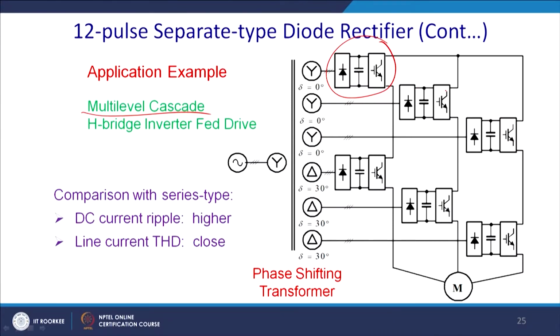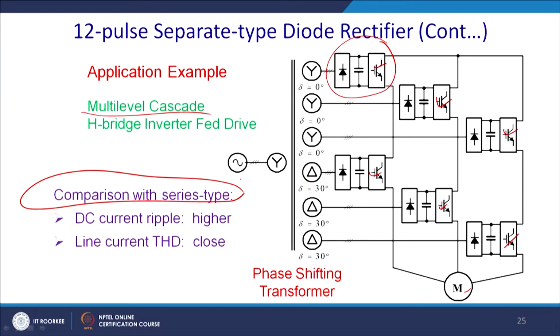So, you can have one dedicated drive. Thereafter, you can see that it is coming like this, and ultimately one inverter feeds this. Similarly, this inverter and this inverter are feeding, and this inverter and this inverter are feeding. This is called a multi-level cascade H-bridge inverter fed drive. It is applicable for high voltage rating or precisely rated drives, where the inverter feeds the motor drive. So, this has a great advantage.